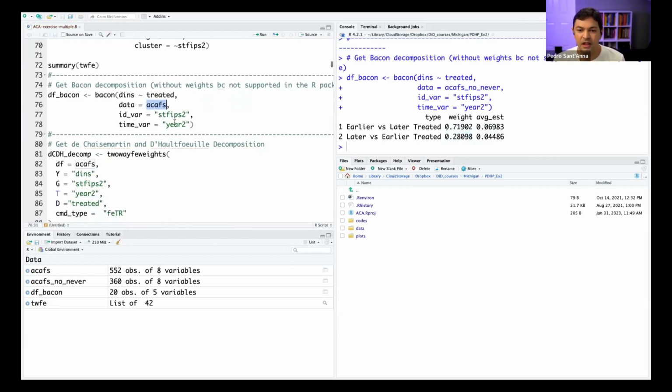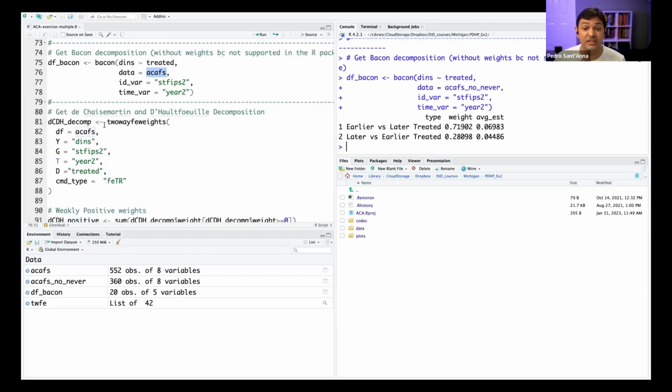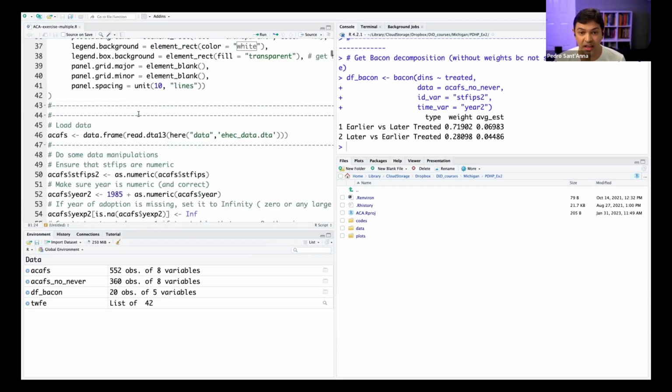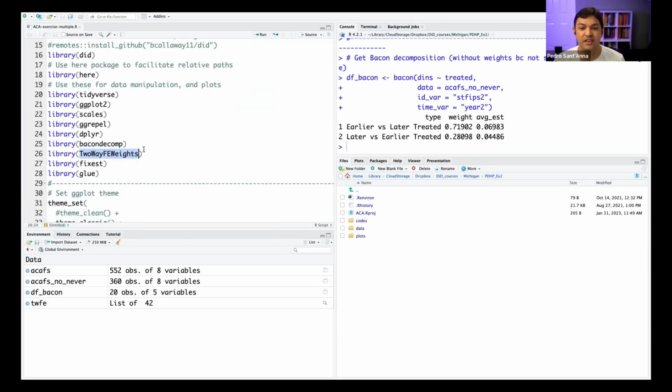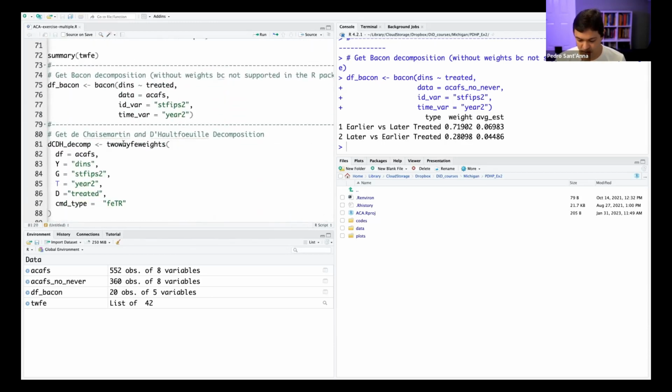What about negative weights? Do we have negative weights? We don't have negative weights. Remember, this discussion is related to the proportion of weights attached to the forbidden comparison group. And if you do not want to go there, you want something that is explicitly about negative weights, you can use the de Chaisemartin and D'Haultfoeuille decomposition. And that's related to this twowayfeweights function, which lives inside the twowayfeweights package. And I'm just going to run it over here.